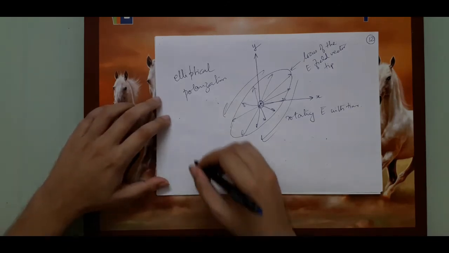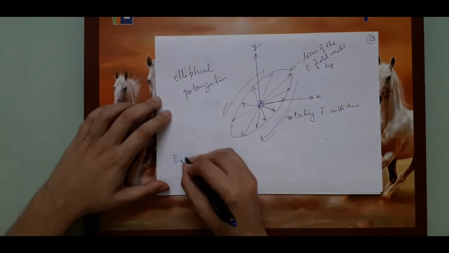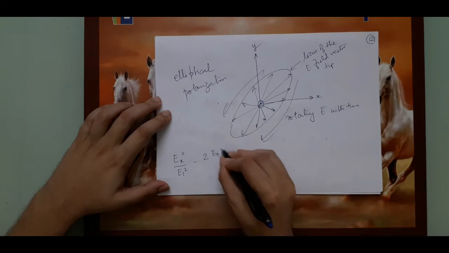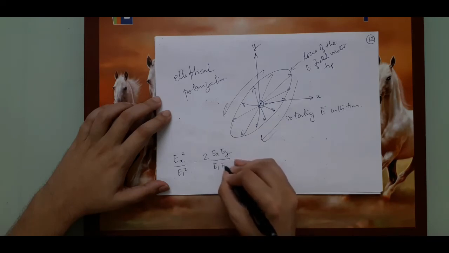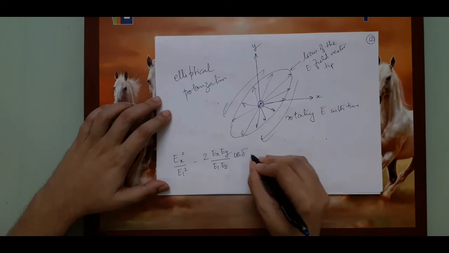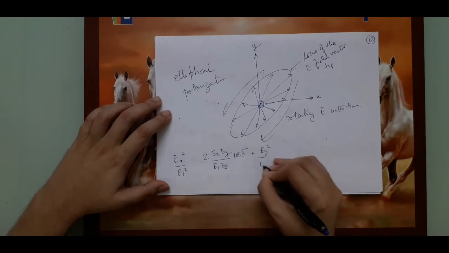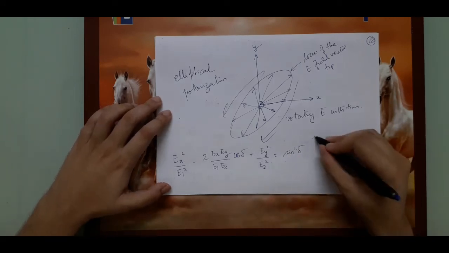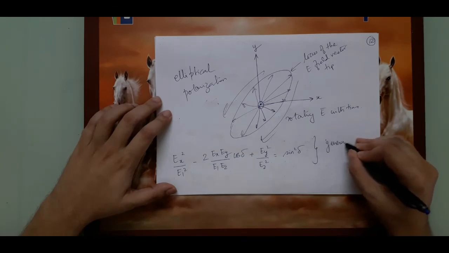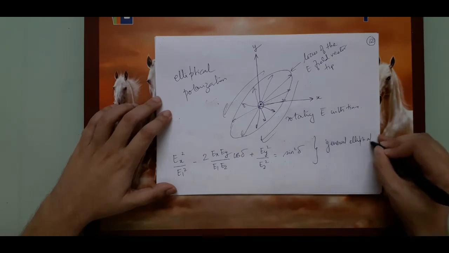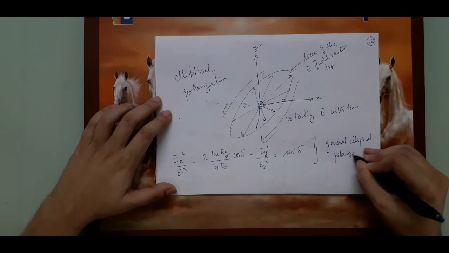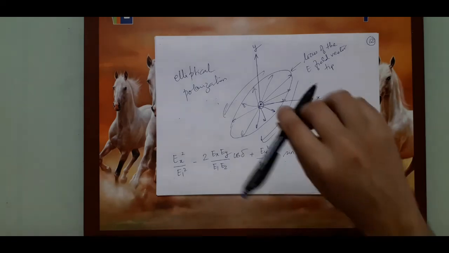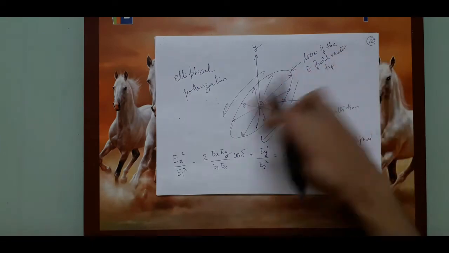So now what we derived was this equation. This is the equation for general elliptical polarization. What is important to note is that with time the electric field vector tip will trace out this path.